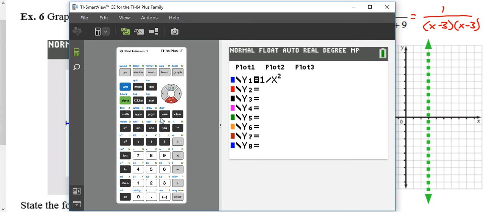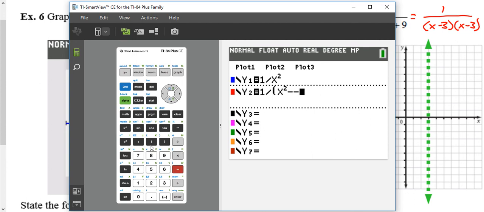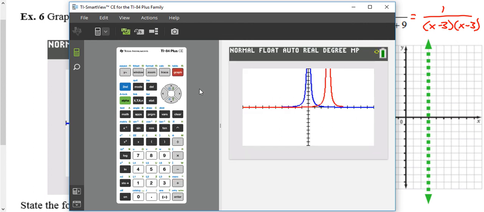And by the way, if you're graphing this on your graphing calculator, please use brackets. You need brackets in your denominator. So you have x squared minus 6x, plus 9. And there we have it. We have basically the same graph, just shifted over 3 to the right.